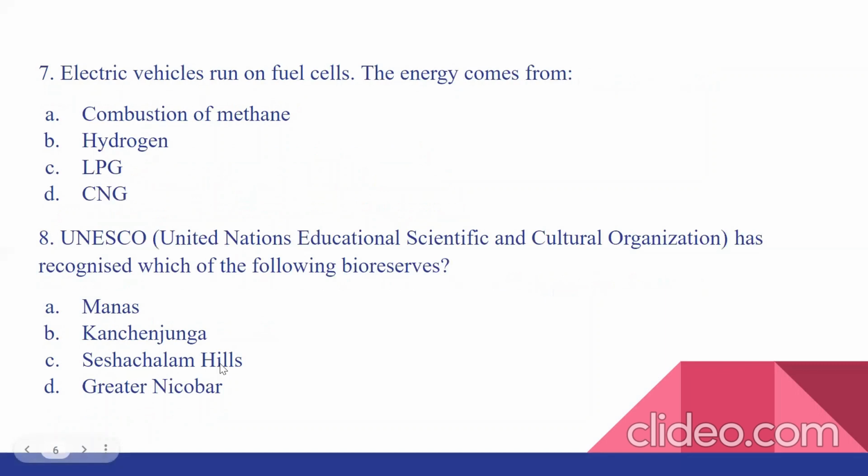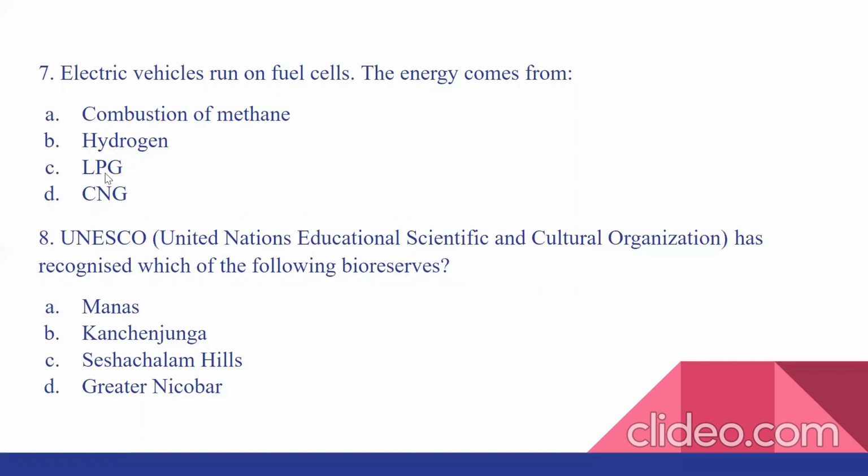Electric vehicles run on fuel cells. The energy comes from, so fuel cells, right? So combustion of methane is one of the options. Clearly, if it's a fuel cell, there's no combustion. So this is not the option. Then the answer is hydrogen. So with hydrogen, there is no combustion. Hydrogen is utilized for fuel cells in electric vehicles.